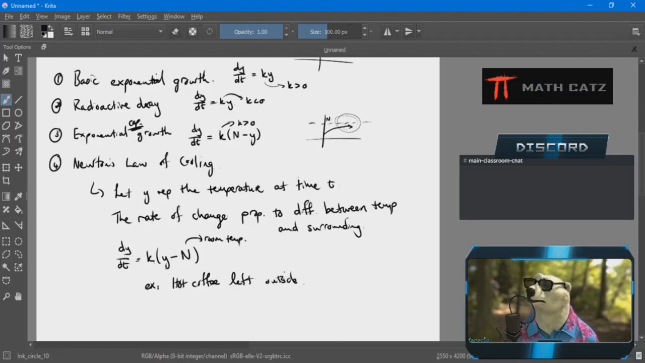Then my y is going to be larger than my room temperature. So the difference between the temperature of the coffee and the surrounding temperature, y minus the room temperature, is going to be bigger. The coffee is much hotter, so this is going to be positive. The temperature, however, is going to be decreasing, so the rate of change of y is going to be negative.